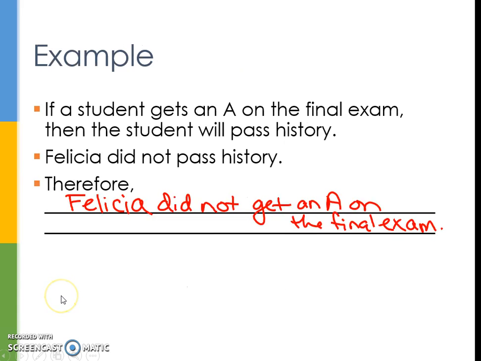For example, if a student gets an A on the final exam, then the student will pass history. Felicia did not pass history. Therefore, Felicia did not get an A on the final exam.